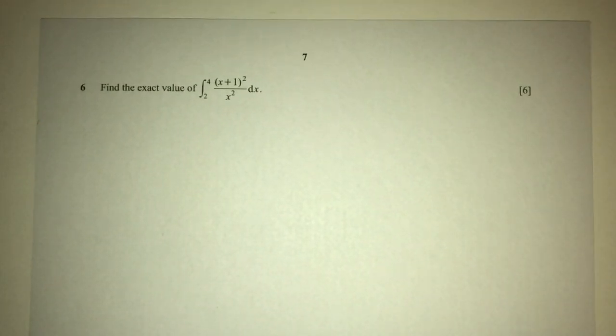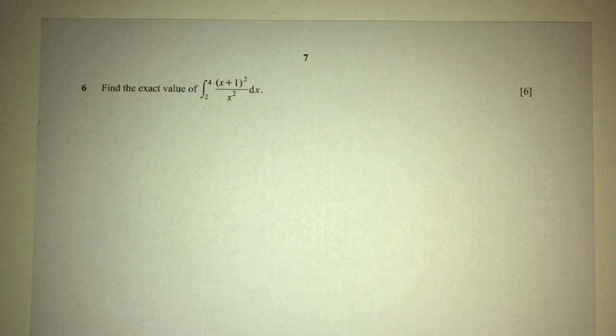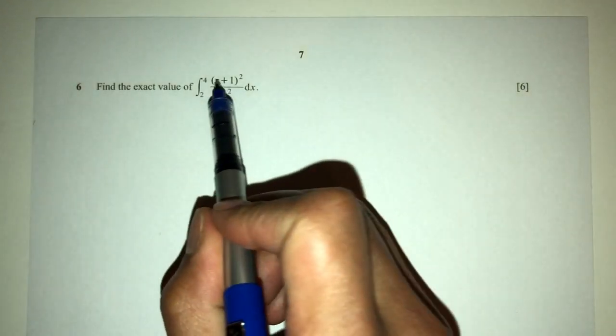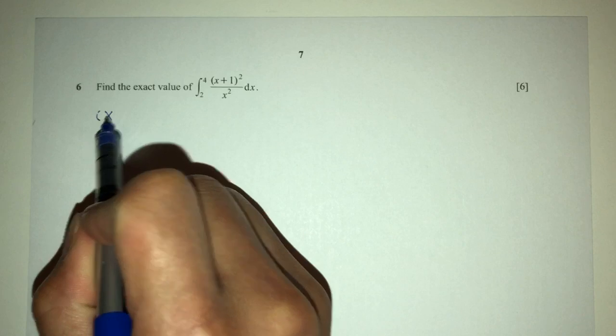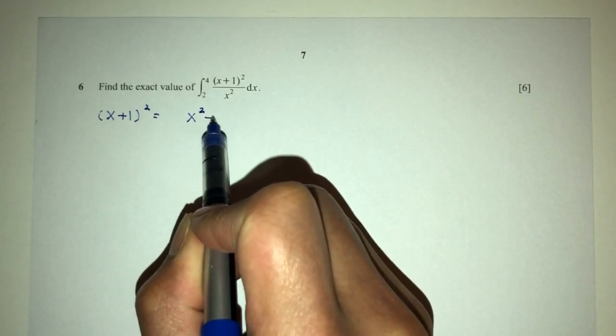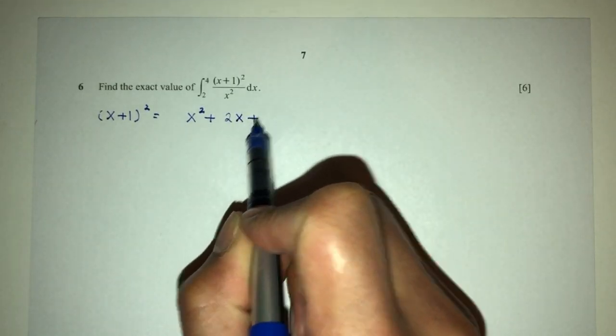Let's move on to question number 6. Here we have to find the exact value of this integration. So I would say in this case, let's make this easy for us. Let's simplify this fraction. Let's first expand the top. So we have (x + 1)^2, that will be x^2 + 2x + 1.